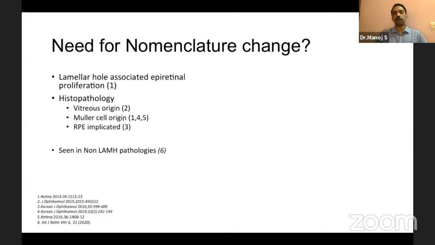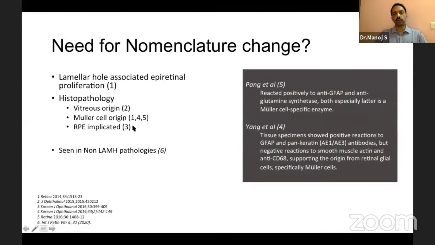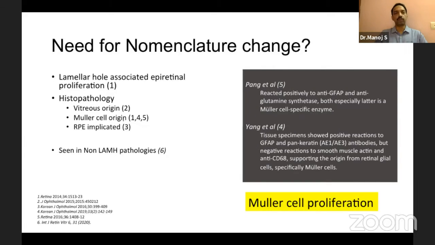Now, though the term lamellar hole associated epiretinal proliferation is quite popular, the fact that they are seen not just in lamellar macular holes, they are seen in a lot of non-lamellar hole pathologies, and the fact that immunohistochemistry studies have shown that they are primarily of Muller cell origin, a better term would be Muller cell proliferation.